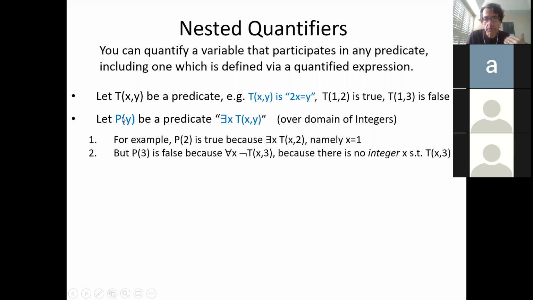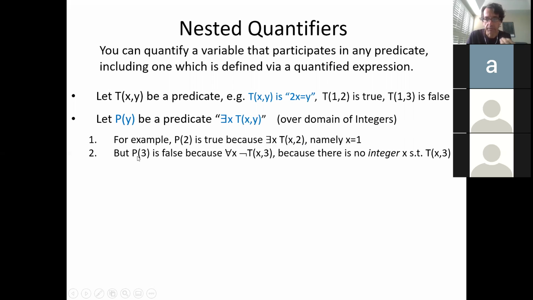So now let's look at this predicate. What does it mean to say about a number y that there exists an x such that twice x is that number? Okay, so is P of 2 true? Yes, it is, because there exists an x such that twice x is 2. What is that x? It is only 1. But it exists in this domain.